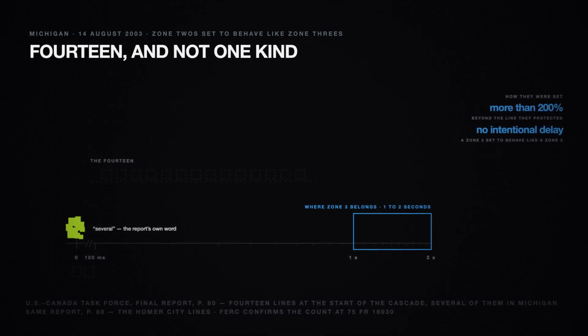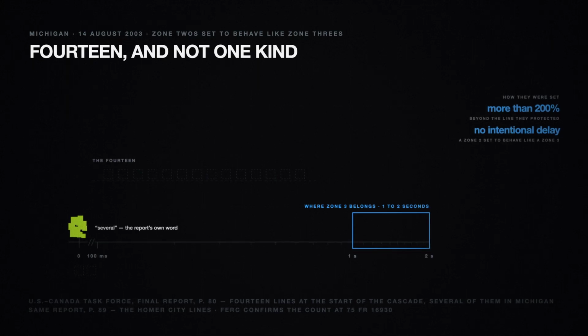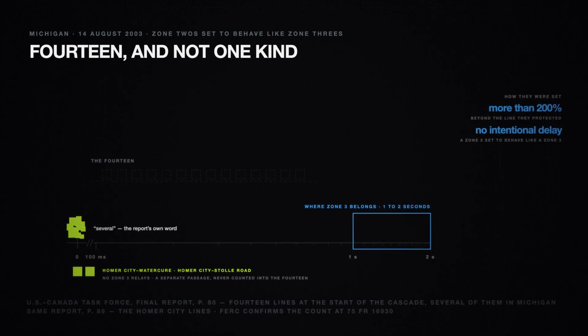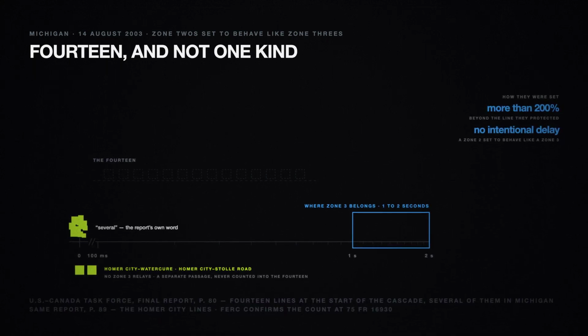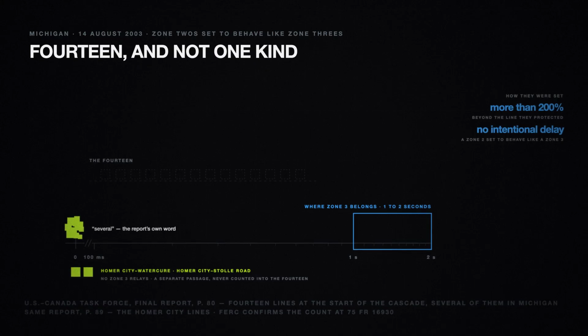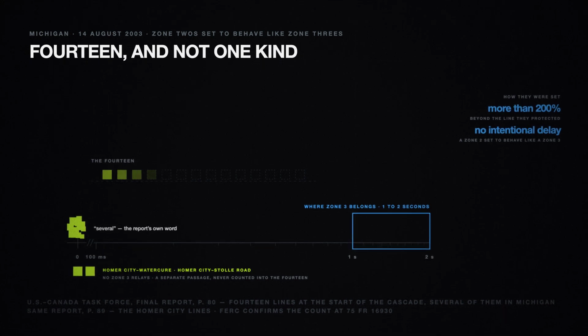On a delay axis, the place a Zone 3 element belongs is out at 1 to 2 seconds. Its delay is the entire reason it may reach that far. The elements the report describes were at 0. 2 other lines that opened that afternoon were not Zone 3. The Homer City to Watercure and Homer City to Stoll Road lines do not have Zone 3 relays. That passage is about a separate event, and the report never counts them into the 14, which leaves the 14.